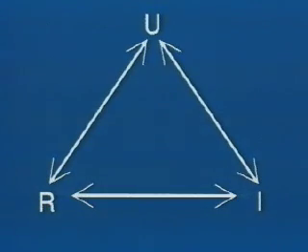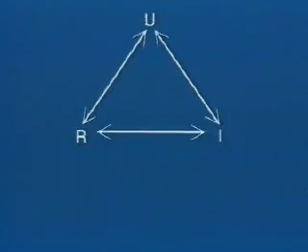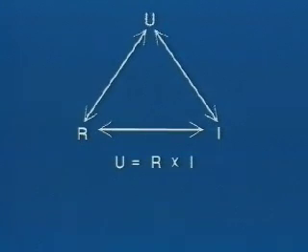These three variables are mutually dependent. And this can be expressed with a simple formula. V equals R times I. In other words, voltage is resistance times current. Or more practically, current equals voltage divided by resistance, because normally the voltage is given. And the whole thing has a name, Ohm's law.